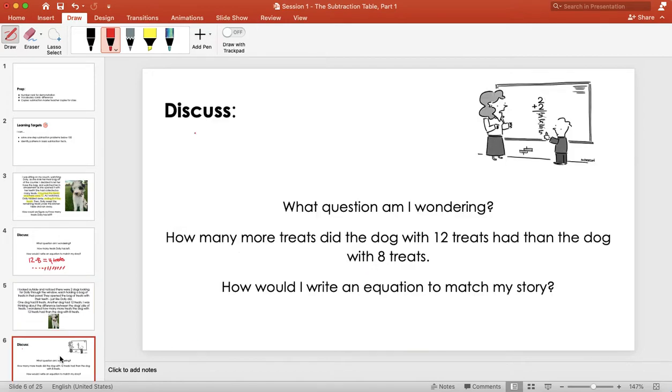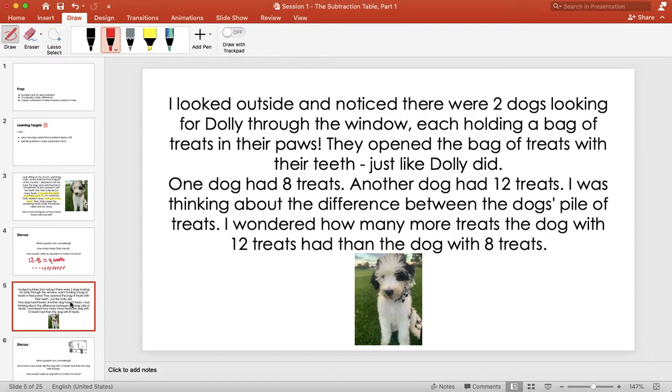Okay, well, I want to know what question am I wondering. So I'm wondering how many more treats did the dog with 12 treats have than the dog with 8 treats? Okay, and how can I write an equation? So let's go back and let's highlight some important parts in this story problem. So I looked outside and noticed there were 2 dogs looking for Dolly through the window, each holding a bag of treats in their paws. They opened the bag of treats with their teeth, just like Dolly did. Well, I don't really need that information.